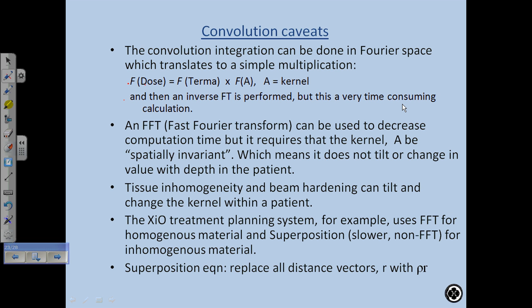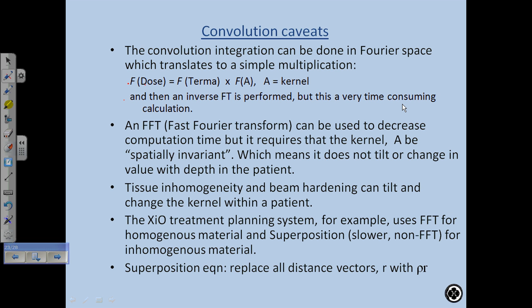At this time, it's very time-consuming and very difficult to do, so we do an FFT. It can be used to decrease computation time, but it requires that the kernel be spatially invariant. What that means is that those kernels I was showing you on the screen before don't change with depth and don't change with heterogeneity. Basically the two main things are depth, due to hardening, and heterogeneity. To use this convolution equation, the kernels have to be spatially invariant, so they're not going to change.